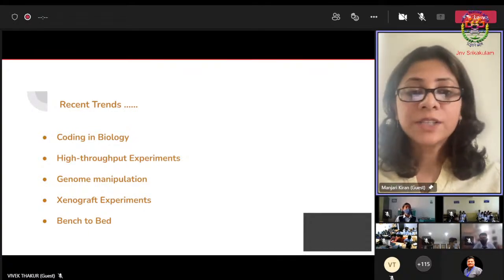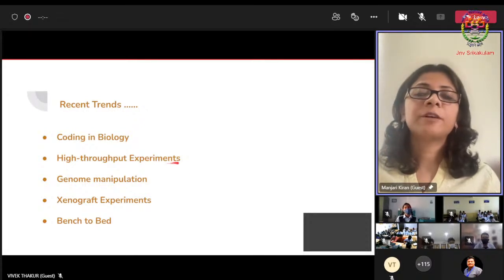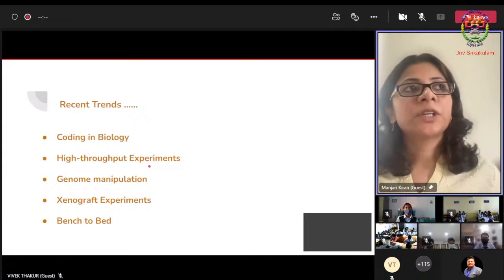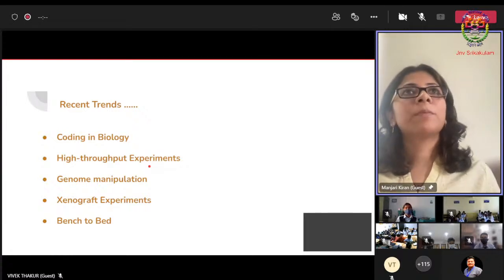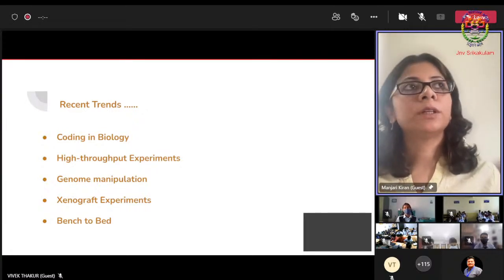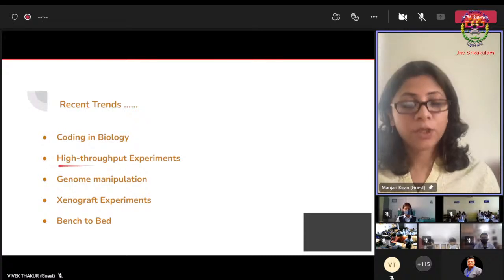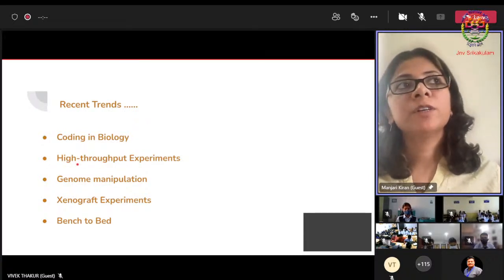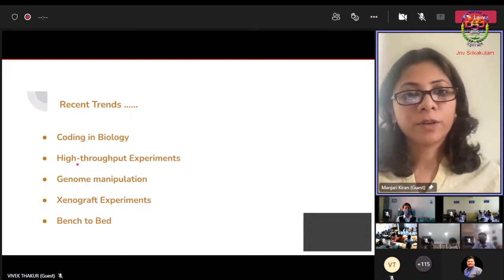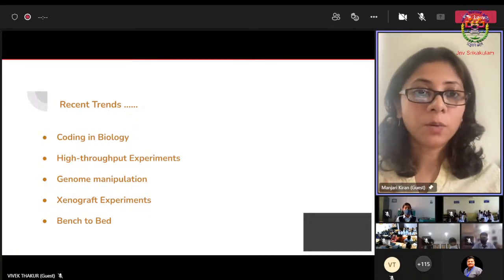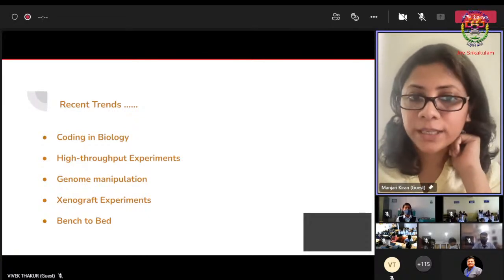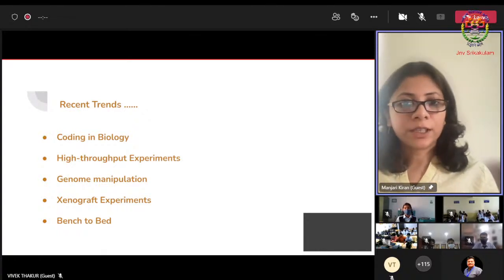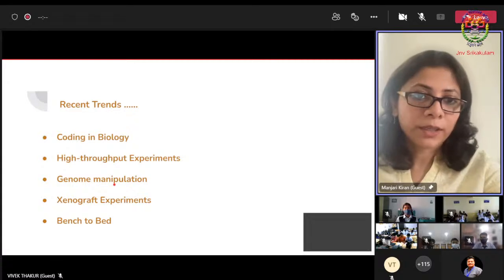Then there is next generation sequencing and the different platforms available. Now you have lots of information in just a few days, using a minimal amount of material. Because of more and more NGS data and lots of high throughput experiments available nowadays, you will again need coding in biology. Dr. Shashi will talk about genome manipulation, so I will not talk about that much.